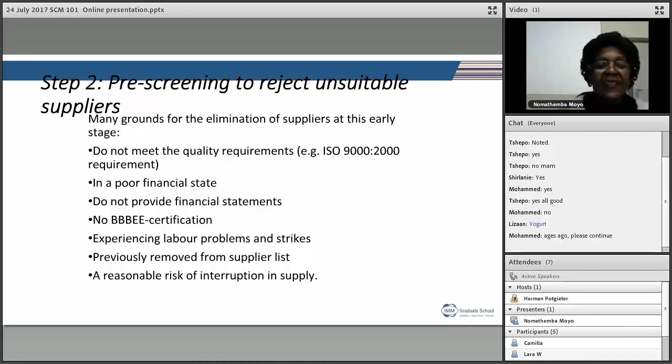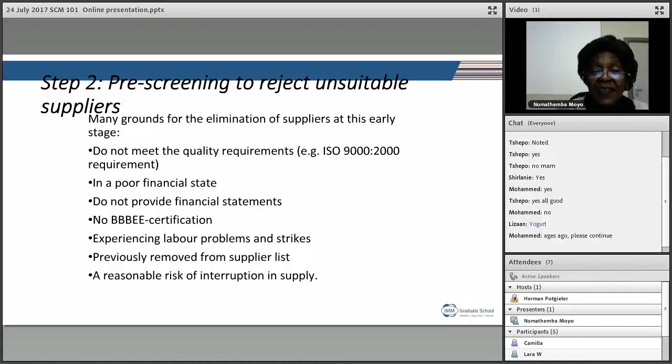Now you start pre-screening by rejecting unsuitable suppliers. Many grounds of elimination can be there, like those that do not meet your requirements, such as quality requirements like ISO 9000:2000, put them away. Those that are in a poor financial state, eliminate them. Those that do not provide financial statements, eliminate them. Those that don't have the triple B, EE certification, eliminate them.